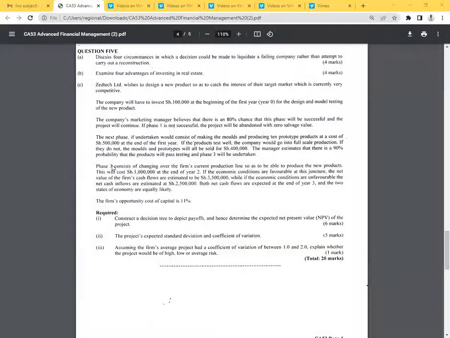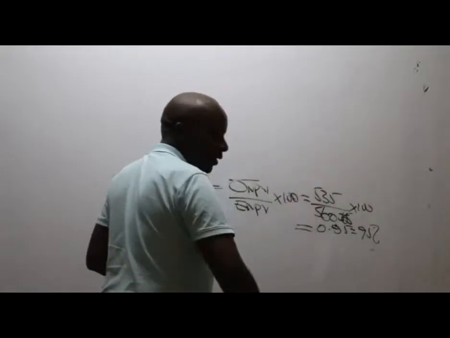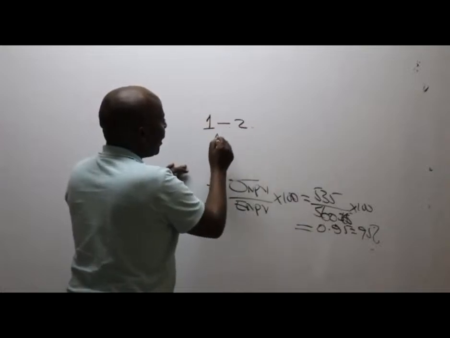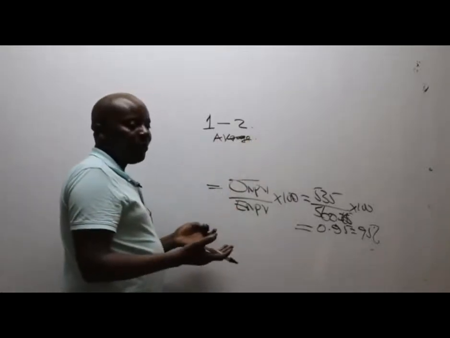Let's see here. So when you look at Roman 3, assuming the firm's average project had a CV of between 1 and 2, perhaps it could have been 1.5. Explain whether the project would have been of a high, low, or average risk. Ah, great. Now, ladies and gentlemen, remember here they are giving us the average CV. They're telling us that if the CV falls in between here, then we talk of a medium risk. The risk will be average.